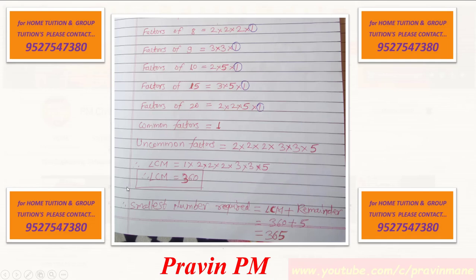Now the smallest number required is equal to LCM plus remainder, which is 360 plus 5, equal to 365. So the smallest number required will be 365.